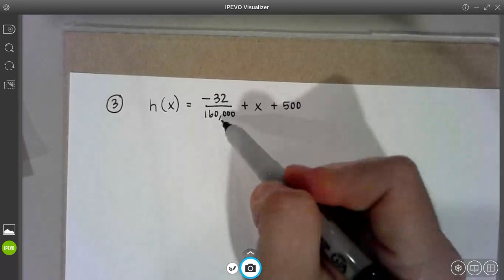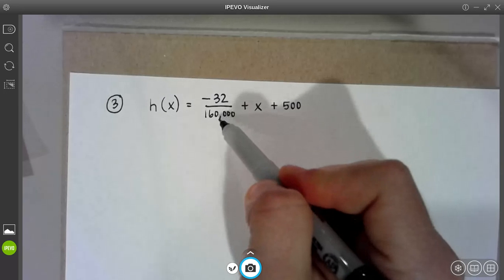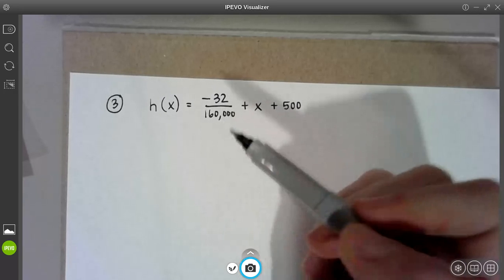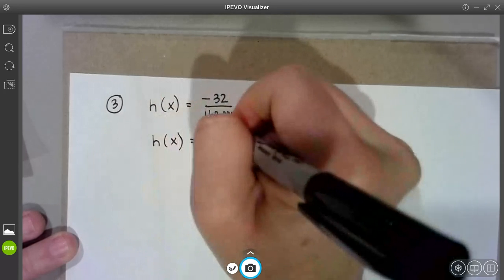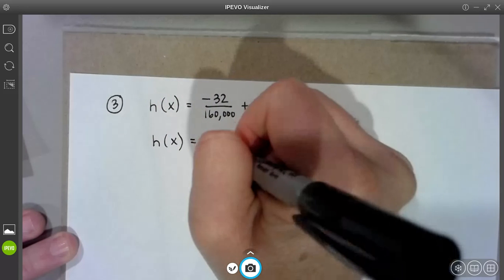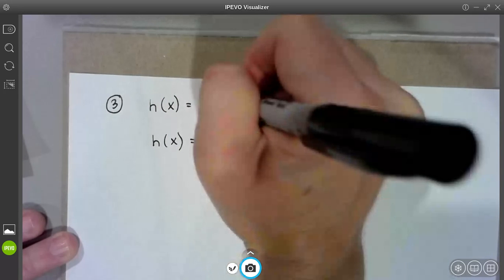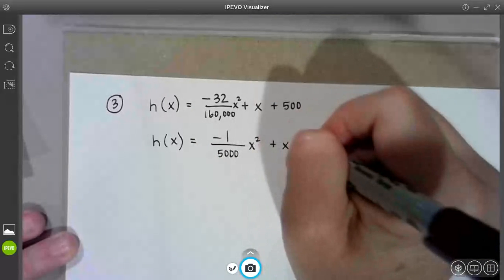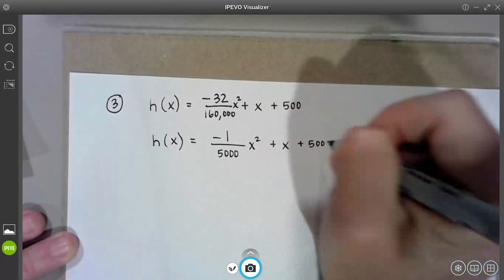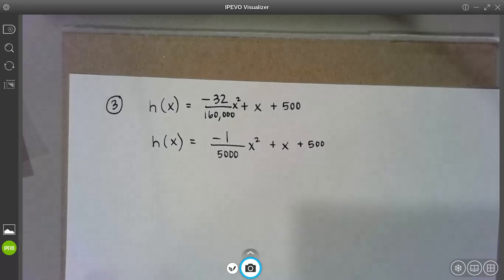And then I'm going to look to see if this reduces. Does 32 divide into that number? Because then I can make it 1 over a number, and it does. And it reduces to negative 1 over 5,000 times, oh, I forgot the x squared. Sorry about that. And that to me is just a little bit easier to look at.